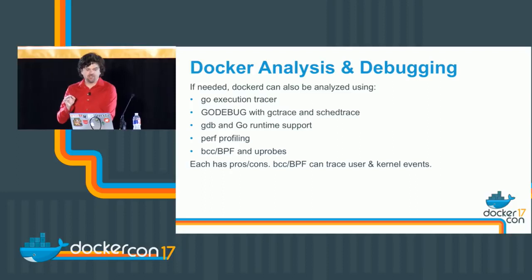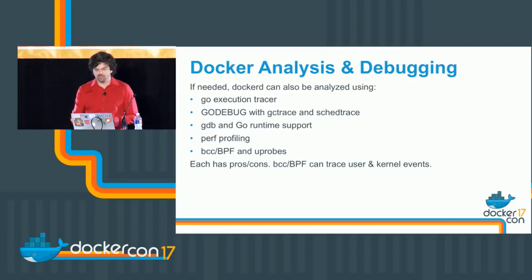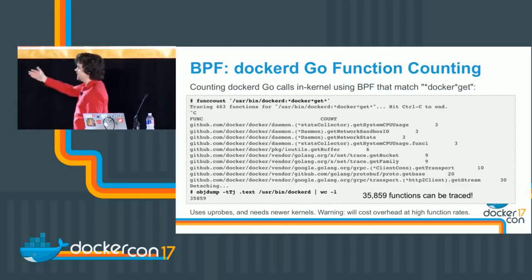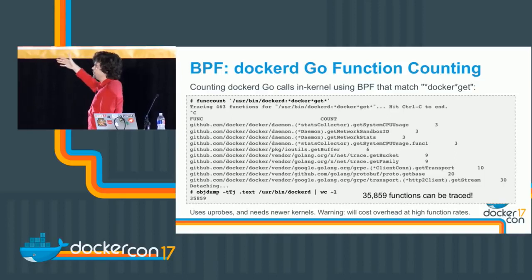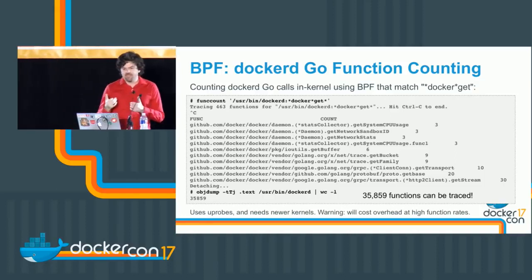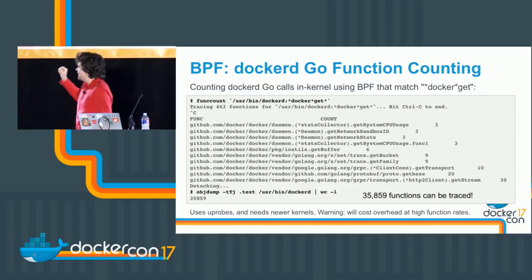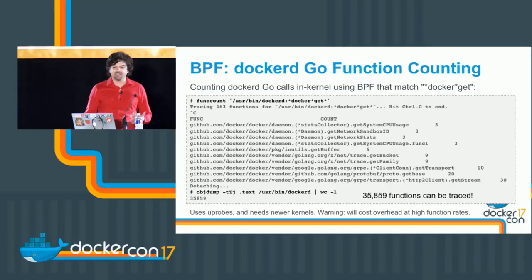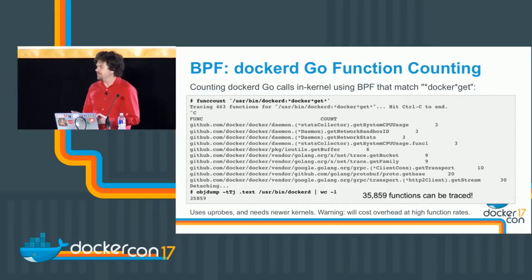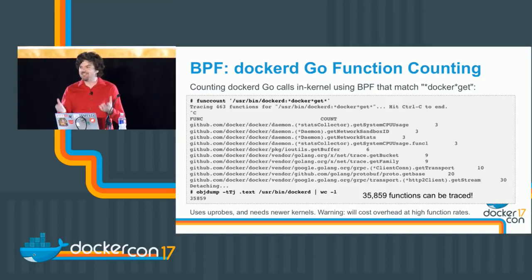The pros and cons for BCC and BPF is it can trace both user and kernel events, so you can get context from both worlds. As an example here, I'm using funccount, and this time it's using uprobes to look at all the calls from dockerd that contain Docker and get. It's able to tell me these fired while I was tracing. And there's 35,000 different functions I can trace from dockerd to start with. So I can write some sophisticated tools if I need to drill into Docker internals.